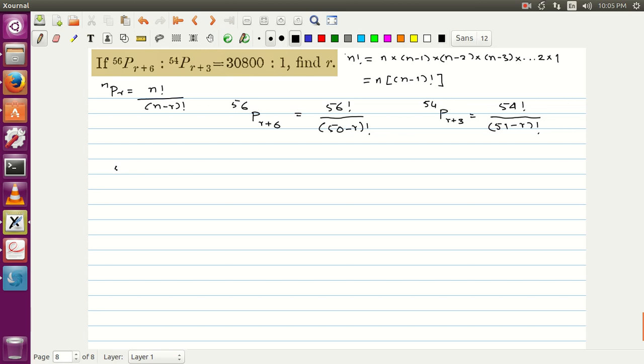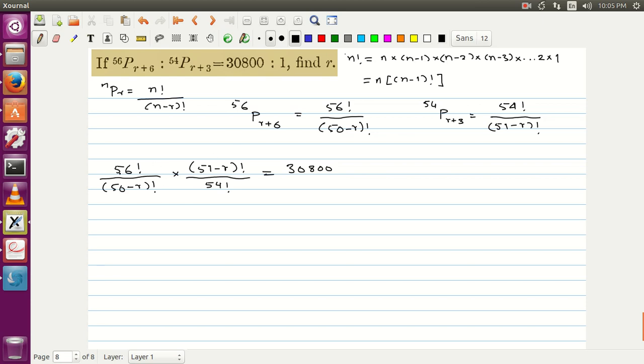So we know that this ratio is going to be 56 factorial divided by (50 minus r) factorial from here, and now because this is divided by, this will go into the numerator, so this is into (51 minus r) factorial, divided by 54 factorial. This should be equal to 30,800, right? Now what did I tell you?